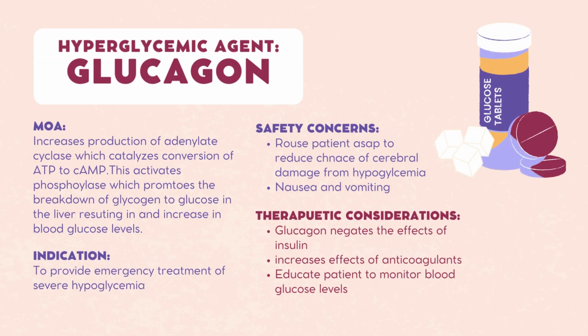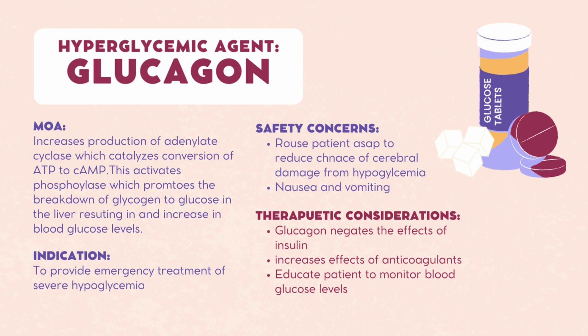Another medication we have is also called a hyperglycemic agent, and we use these to provide emergency treatment to patients who are experiencing severe hypoglycemia. So their blood glucose is very, very low, and this agent will increase the blood glucose levels by increasing the breakdown of glycogen into glucose.